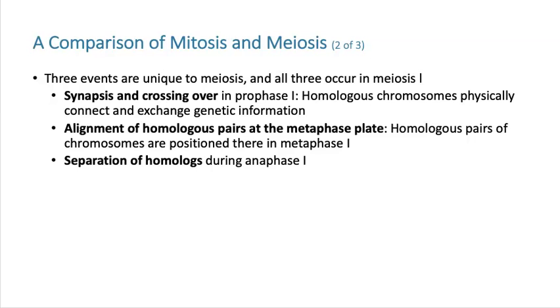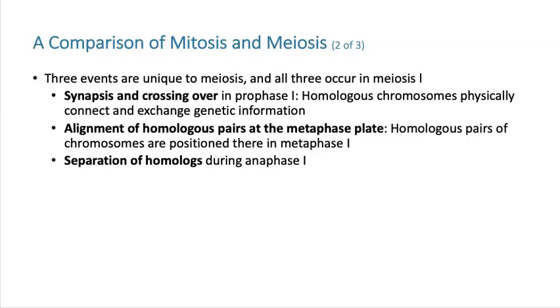There are 3 extremely important events that happen in meiosis and only in meiosis, and all 3 of these happen during meiosis 1. Some of them are going to be very obvious to you, and some of them are going to be less obvious, and I'm going to go into some more detail about them. The first thing is that synapsis and crossing over happens, and we know that that happens during prophase 1. Remember, we've just gone into a lot of detail there in the previous part of this lecture. Homologous chromosomes are physically connected to each other, and they exchange genetic information.